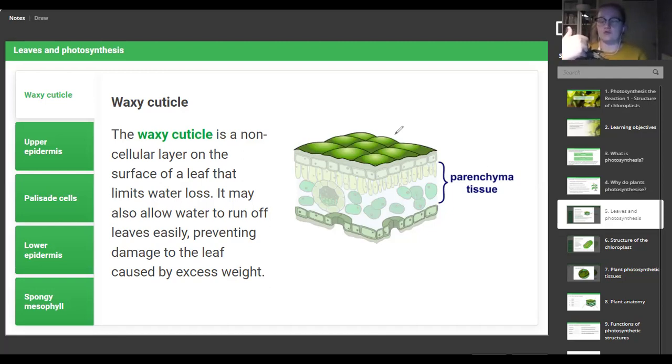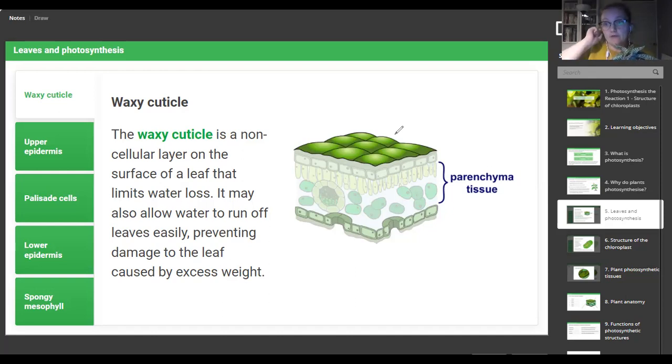Because it's waxy and waterproof, water can run off it, which prevents damage to the leaves. This plant's even better shaped because it has curved grooves, so the water sits in a different way and stops gathering. If too much water gathers on top of the leaf, it can break the leaf off, or the stems can snap because of that excess weight.